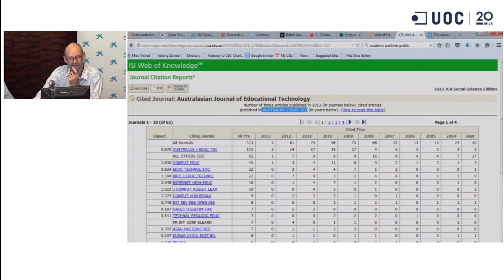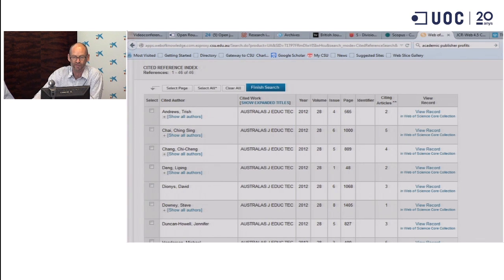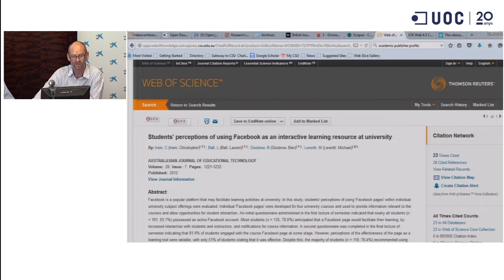You can also drill in and find out which other journals cited articles in AJET. And you can go the other way as well. Then through the Web of Science database, you can go in and find out which articles were the most cited, and then follow the chain to see which articles cited those most cited articles. So that can be useful. This was one of the most cited articles in AJET in 2012, which is within the publishing window, and you can see that it's an article about student perceptions of Facebook.